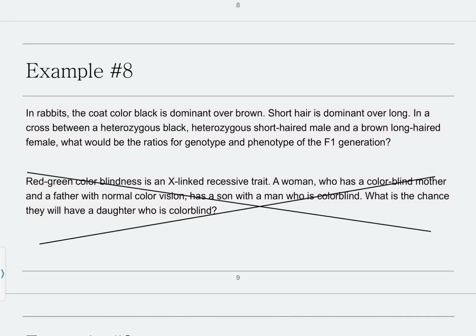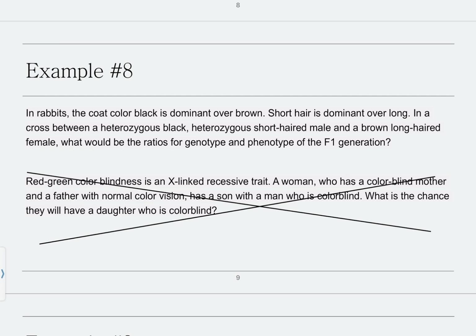Okay, example 8. I had two problems on this one, but the bottom one on the red-green color blindness is very similar and actually has the same genotypes as the previous example for the sex-linked colorblind recessive trait, so we're just going to skip that one.